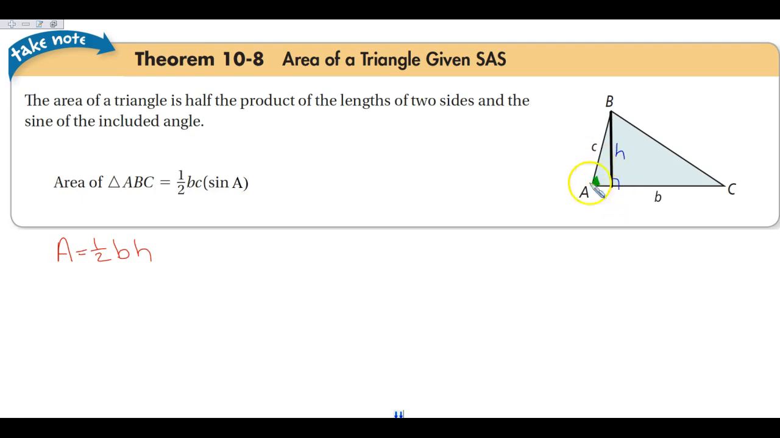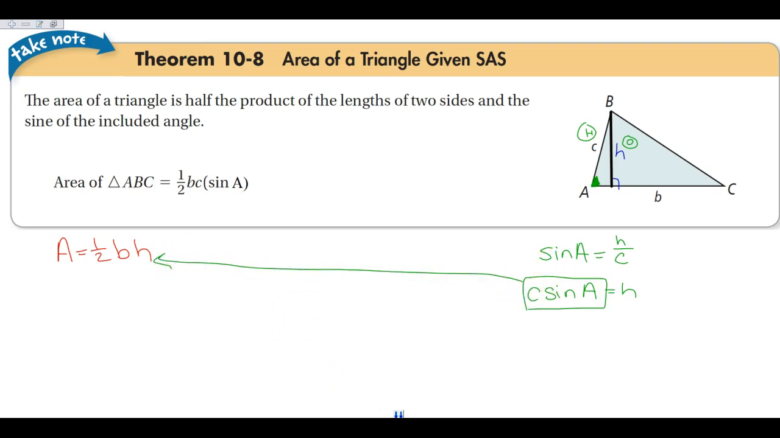If I'm trying to find the height of the triangle, this is the opposite side and the hypotenuse of that right triangle. Opposite and hypotenuse is sine. So to find the height, the sine of angle A is going to be my opposite side, which is H, over my hypotenuse, which is C. To get H by itself, it's C times the sine of A. Now I'm going to plug that in for the H over here. So my area is 1/2 times my base times my height, which is C times the sine of A. So our area formula is 1/2 BC sine A.